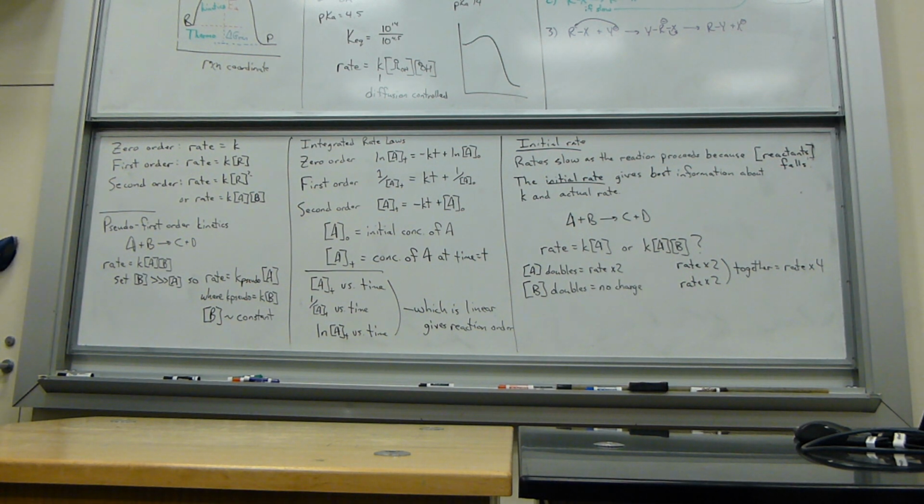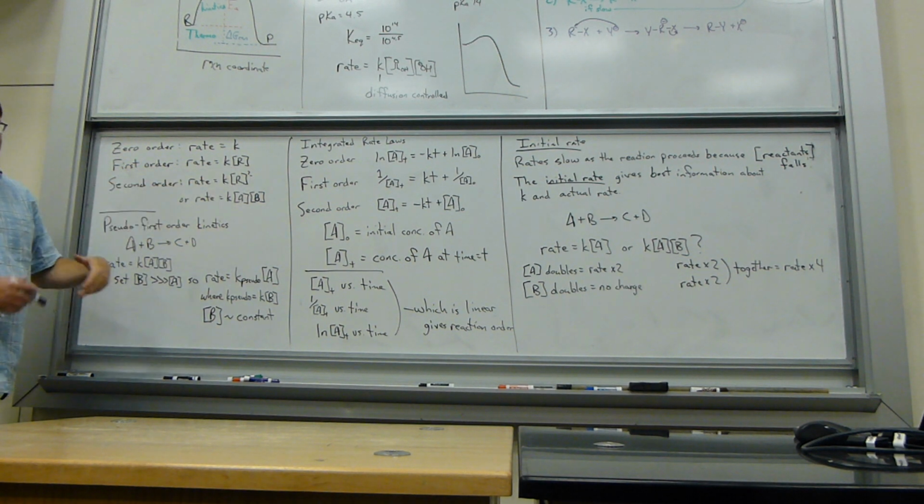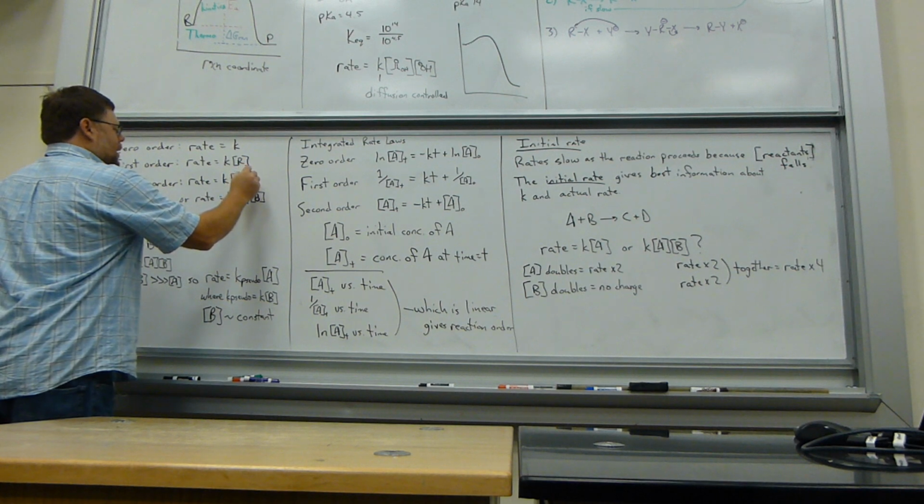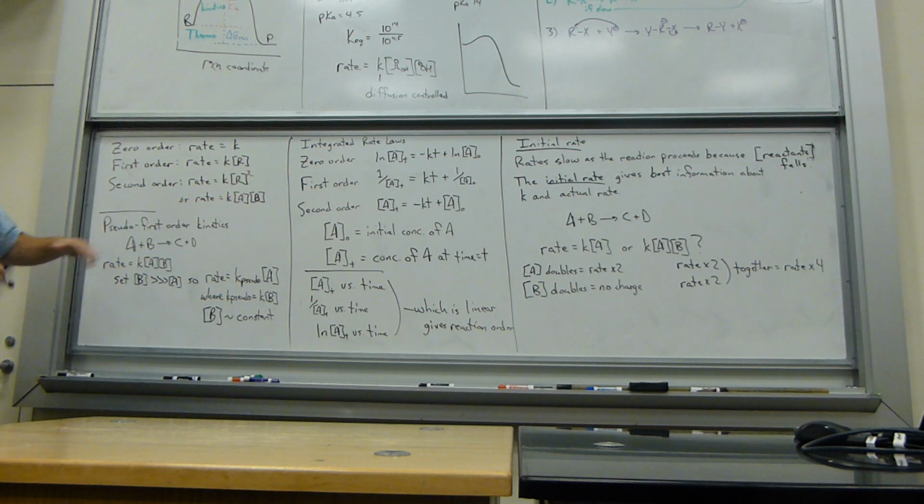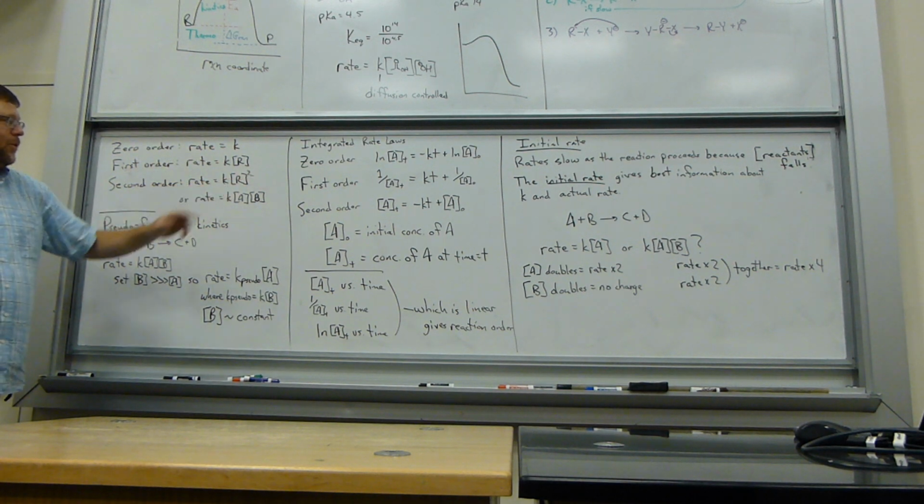So, basically, in a zero order reaction, if you double the concentration of a reagent, nothing happens. In a first order reaction, if I double the concentration of the reagent, the reaction rate goes up by a factor of 2. In a second order reaction, if you double the concentration of the reagent, the reaction rate goes up by 4, goes up as a square.